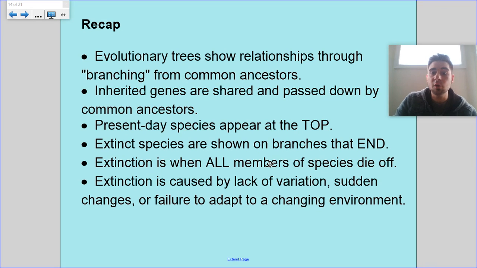Extinction is when all members of the species die off, right? They don't just die off from a particular region. There's none left in the world. And extinctions are caused by lack of variation, like in a farm, sudden changes like lots of drought, or failure to adapt to a changing environment.